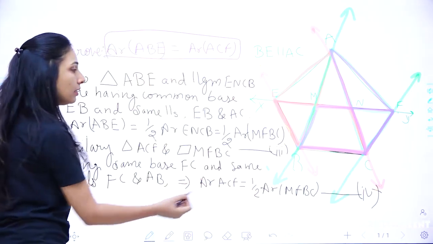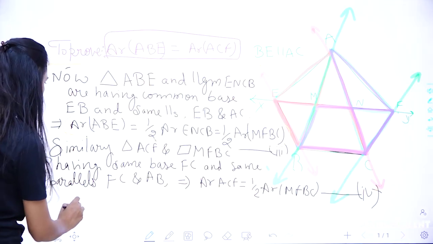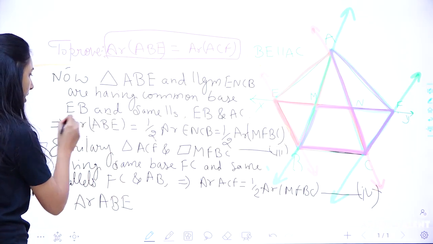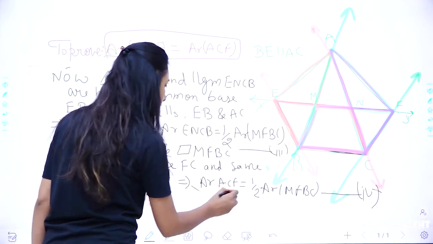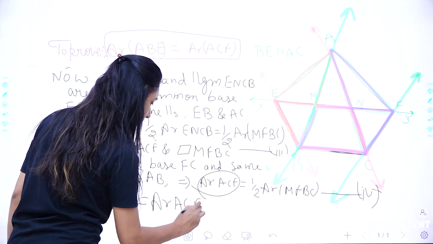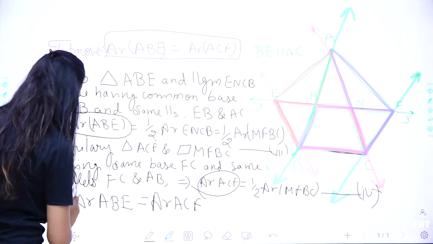By comparing the third and fourth, you can easily say that area ABE here will be equals to area ACF here. And this is what you had to prove.